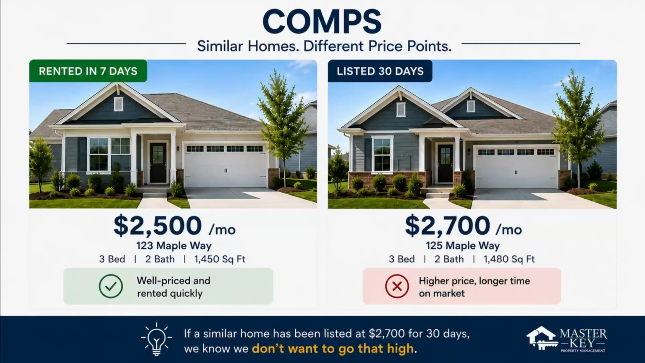We look at what's recently rented. Those are proven market prices. And we also consider active listings because they show us the competition right now. Here's an example of how we might use active listing data. If we see a property that's a good comp to yours has been listed at $2,700 for 30 days, we know we don't want to go that high.